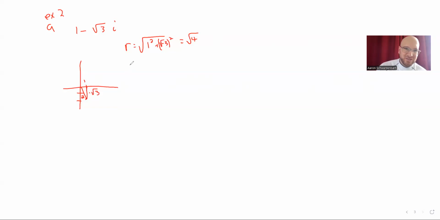To get my angle, this one I should be able to just use an inverse tangent on as well. As long as I take the negative with it, I should get the right angle. And that will give me, in radians, 5 pi over 3. Again, I could read this off the unit circle.